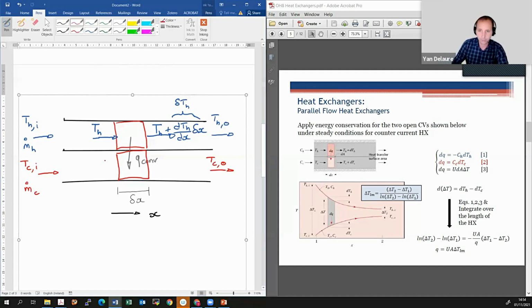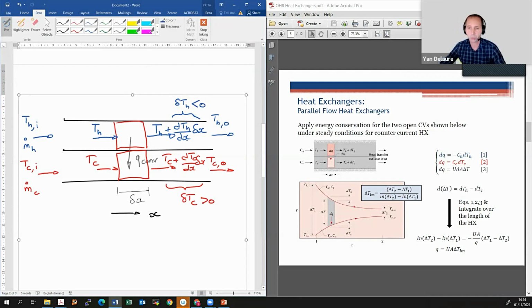On the cold side, we have, again, same thing, going in and going out. We've got TC, and we have the exact same formula, plus dTC over dx delta X. And this quantity here is delta TC. And in that case, this is positive, whereas this one is negative. Okay, just to reflect the direction of heat transfer.